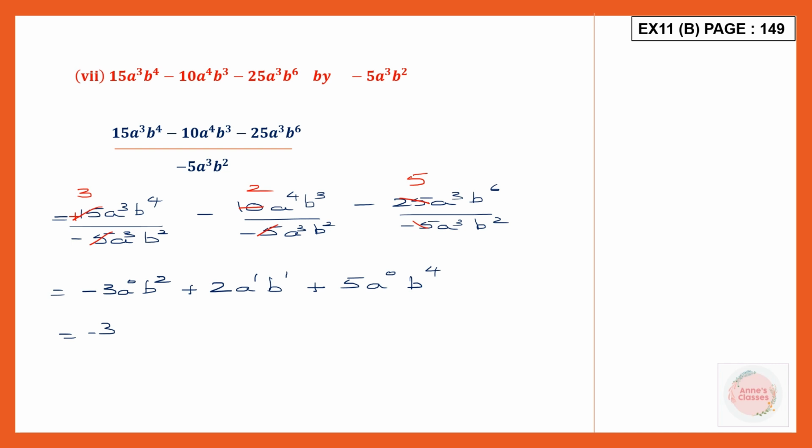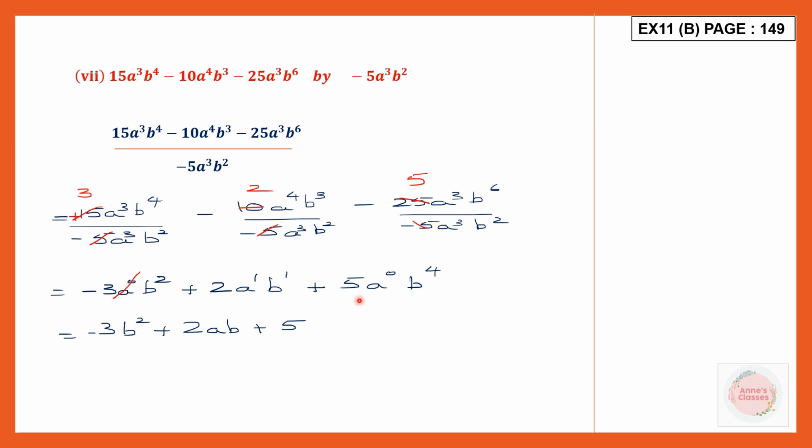Minus 3. Now a to the power of 0 is 1. So 3 into 1 will be 3. So we can remove this and then write b square. Because that is 1. If you multiply, it's still the same. That's why I've removed it. Plus 2ab plus 5. Here also a to the power of 0.